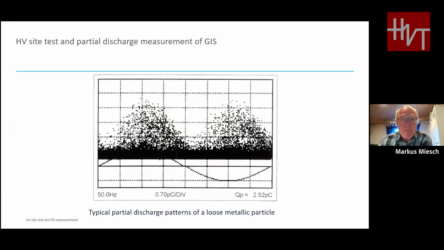These, for example, are typical patterns of a loose metal particle. You can see here the voltage, the positive and negative amplitude. At the point where the voltage is 0, there are practically no discharges, and the maximum of the patterns are always at the maximum of the voltage, positive and negative.